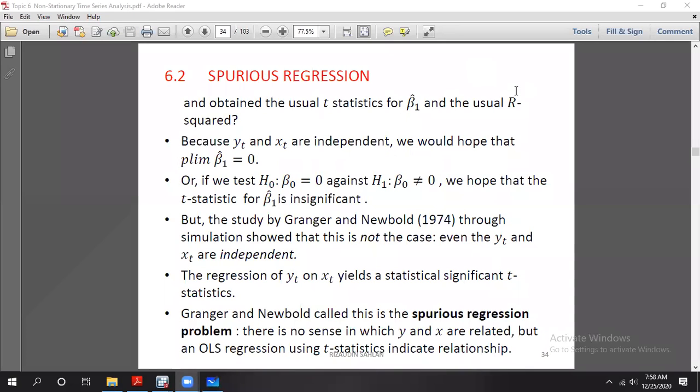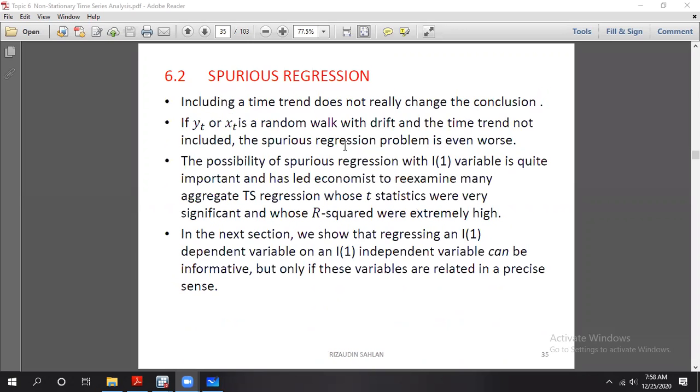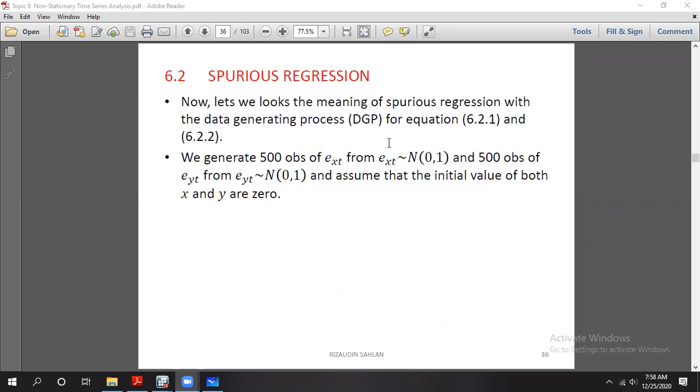That's why we need to make sure that our time series is stationary. Otherwise, it will lead to spurious regression. If our data is non-stationary, it means that the result from our regression could be spurious. Okay, so now let's look at how a non-stationary variable can lead to spurious regression. To discuss this phenomenon, we use non-stationary data.